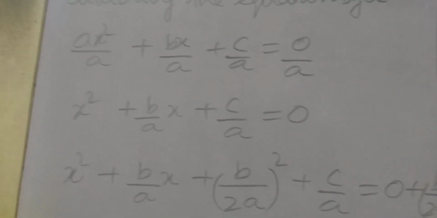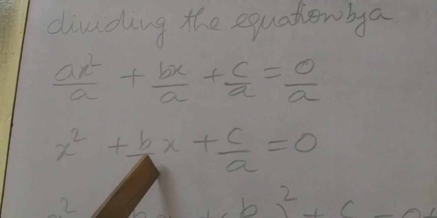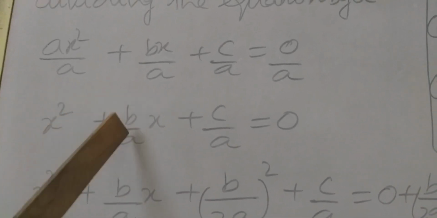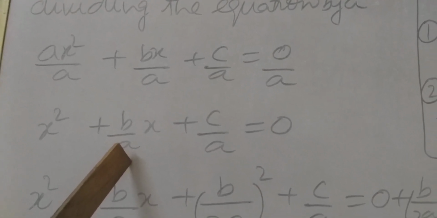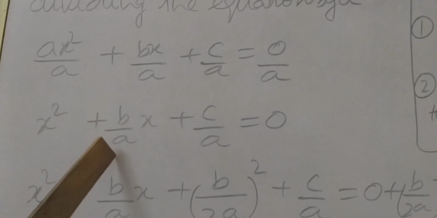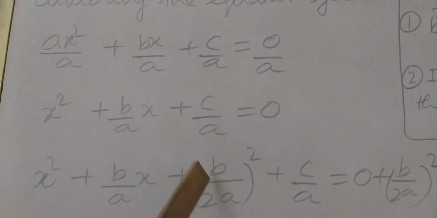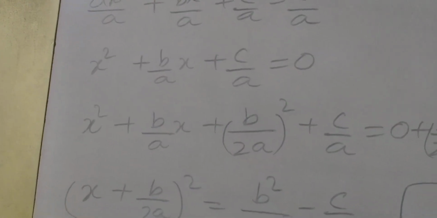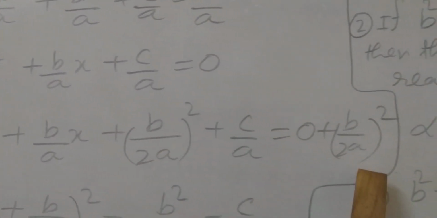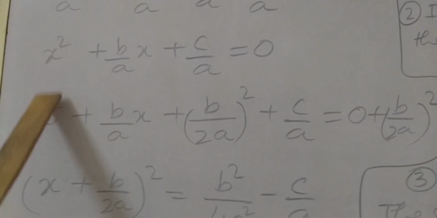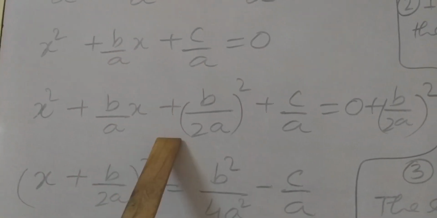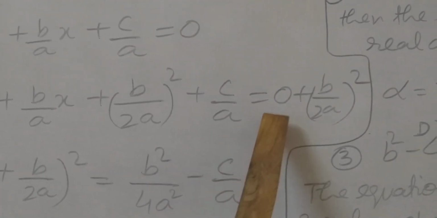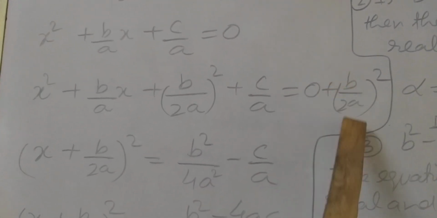Now students, as you know, we have to find half of the coefficient of x. So b upon a is multiplied by 1 by 2, so it will become b upon 2a. So b upon 2a whole square we have to add on both sides. So x square plus b upon a x plus b upon 2a whole square plus c upon a equal to 0 plus b upon 2a whole square.